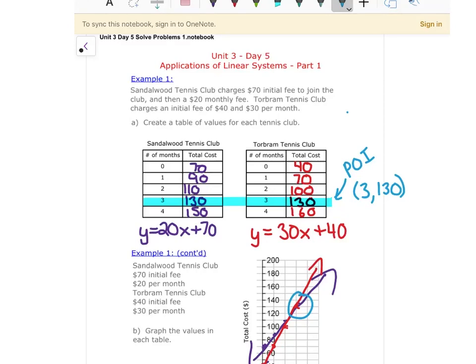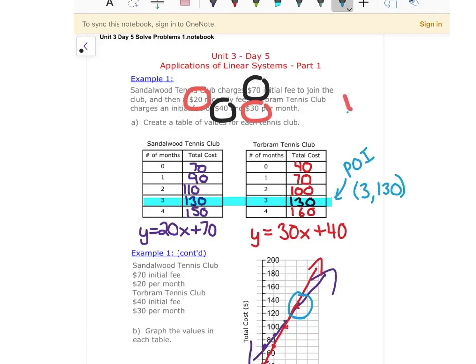Hi, so this is the continuation lesson of Unit 3, Day 5. I just wanted you to have a look back on yesterday's notes where we were looking at two different tennis clubs. We looked at the initial fee of one tennis club, the initial fee of the other tennis club, and then we also looked at their monthly payments.